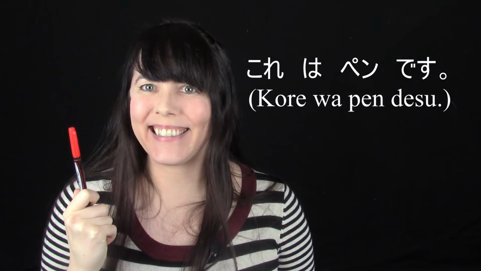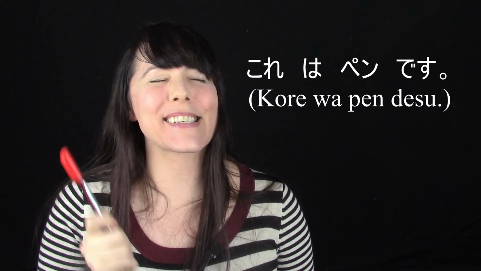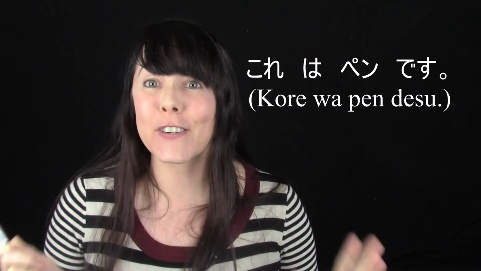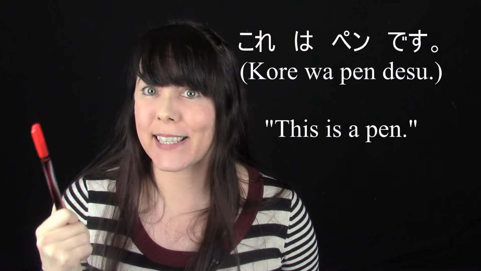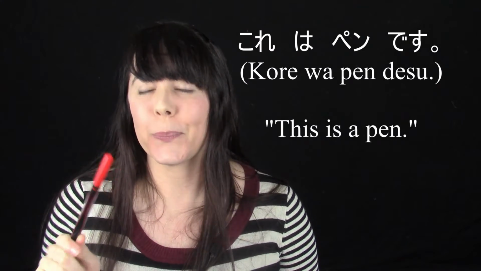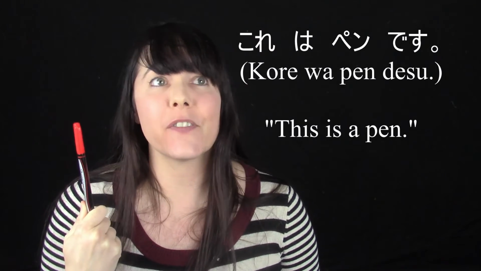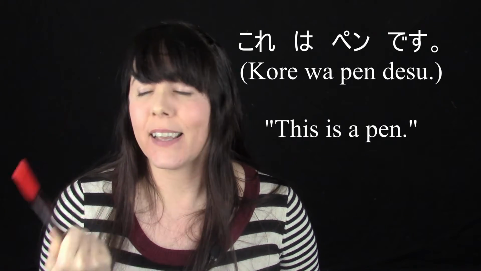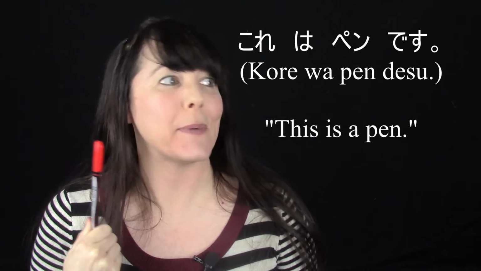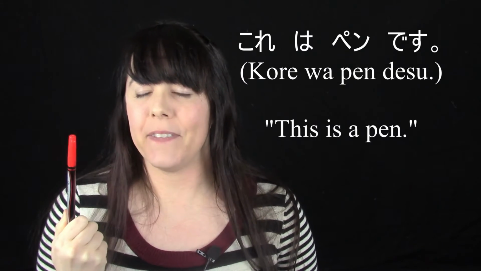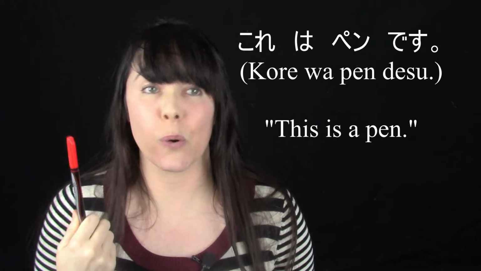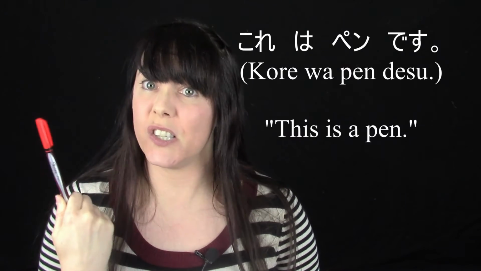Kore wa pen desu. This is kind of an inside joke. The first sentence that is taught in English class in Japan is "This is a pen." And for good reason. It's a very simple, basic sort of sentence, so basic that we can say it in Japanese with just this very basic grammar rule. Kore is this, and then pen is pen. So kore wa pen desu means this is a pen.